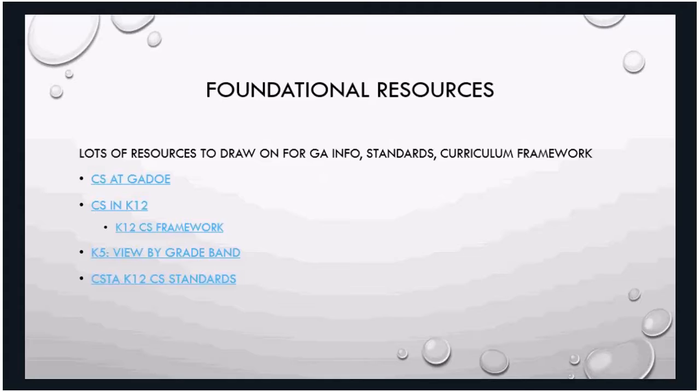One of the first places that I would suggest that everyone go is the DOE website and the computer science website in particular. So I'm going to share this screen with you, open this up, and we'll take a look at that first.